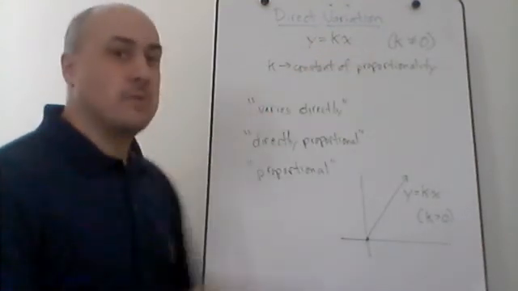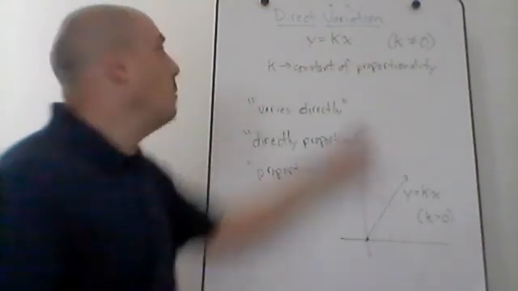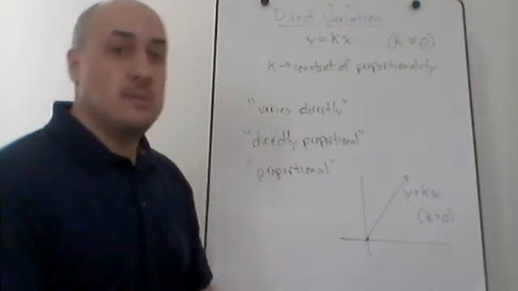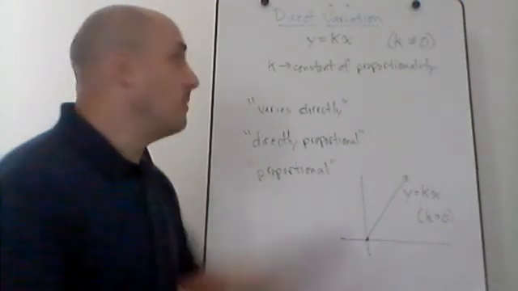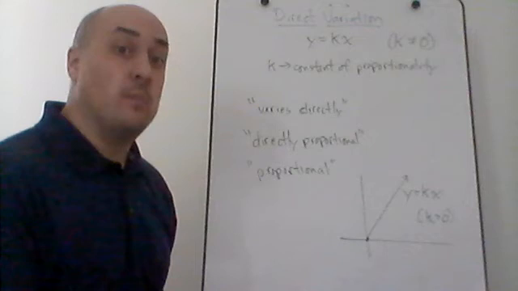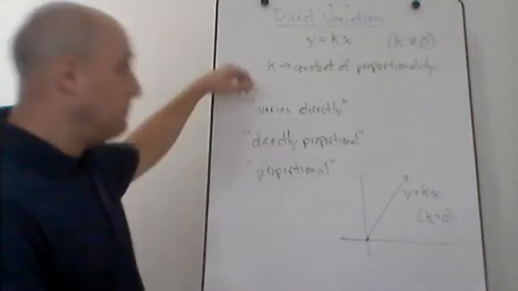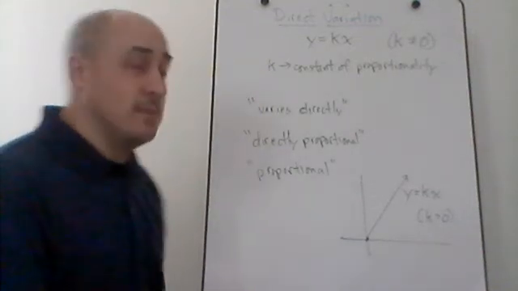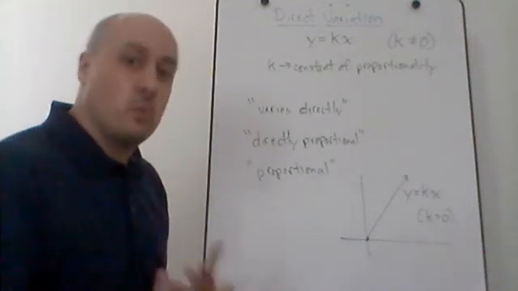It's like the y equals mx plus b form, but there's no plus b at the end, which basically means that the y-intercept is 0. And that k, that constant of proportionality, is like the slope of the line. Most of the time when you do problems that involve direct variation, they're word problems.